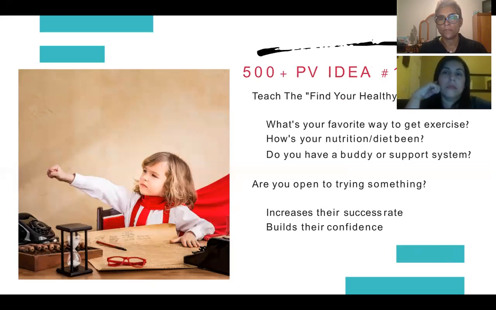Idea number 1 for the 500 PV mindset. We have to learn to find your healthy formula. When we're speaking to our prospects, guys, these are simple questions that we ask. What's your favorite way to get your exercise? What do you do for your health and fitness? How's your nutrition? How's that coming along? Do you have a support system to hold you accountable? Because that's the hardest part, guys.